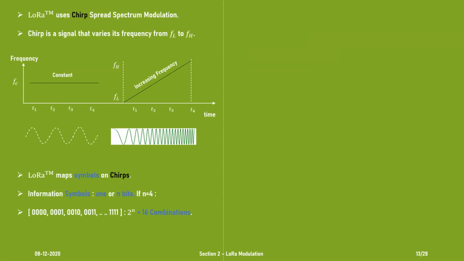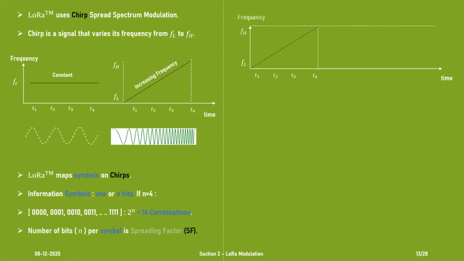Symbols is essentially taking some bits at a time and doing the modulation, right? So if you're taking n bits at a time, you're essentially having 2 to the power n different combinations of your symbols. N is essentially known as spreading factor. The number of bits that you're taking at a time to create your symbol is actually the definition of spreading factor. So that is something that you see a lot when you're working on LoRa. The number of bits per symbol is essentially the spreading factor.